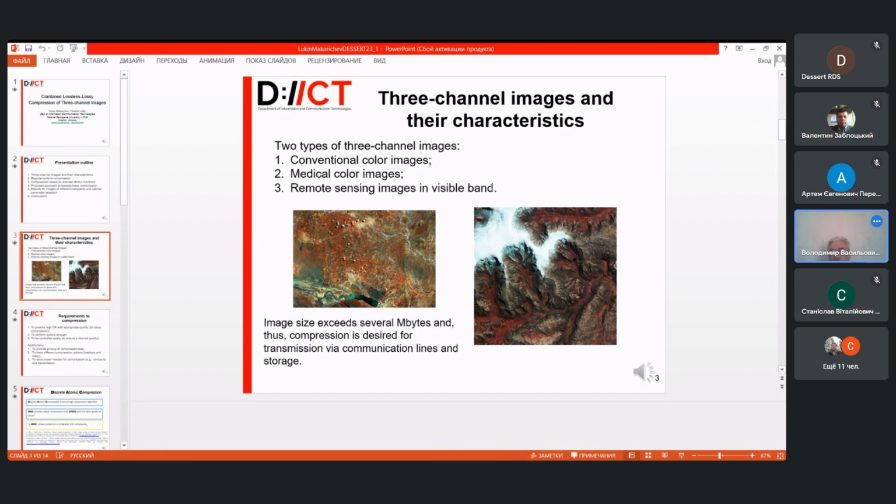And one typical feature of such kind of images is that they have quite a large size. The image size might exceed several megabytes and even tens of megabytes. And because of this, compression is desired for transmission of such data via communication lines, and as well as for their storage.